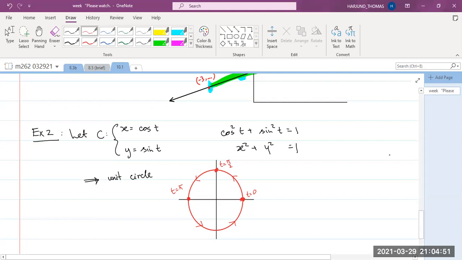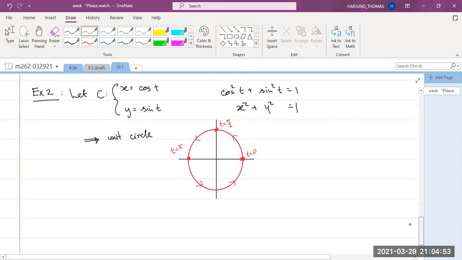Now, on the other hand, example 2b, suppose I switch that around. Let the curve C have this parametric equation, x equals sine t, and y equals cosine t.